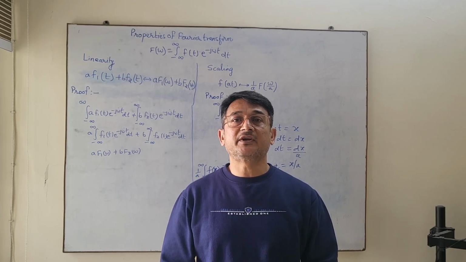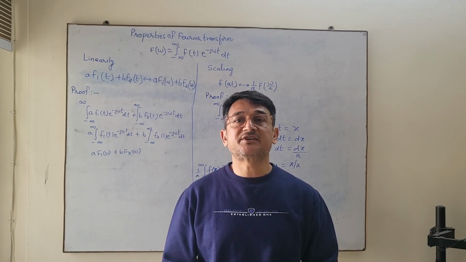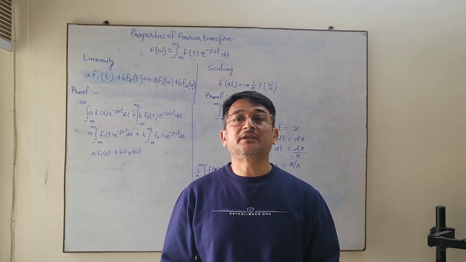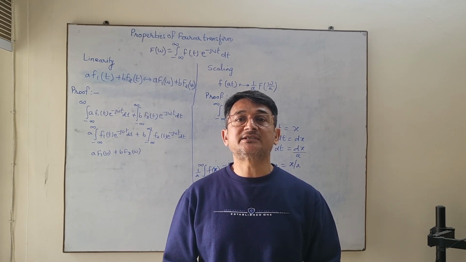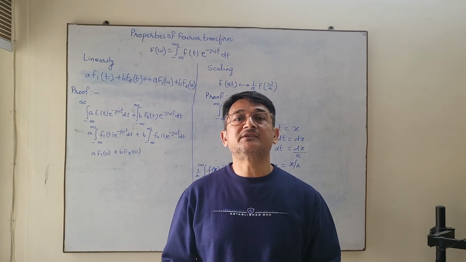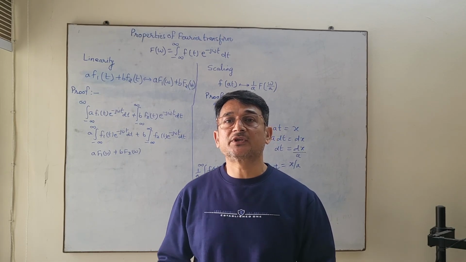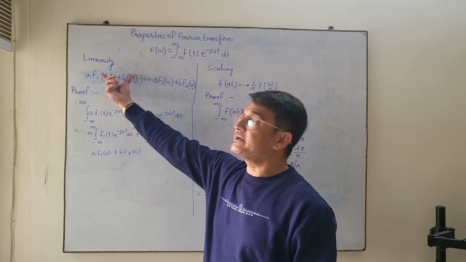In the previous video, we have already seen the statements of the Fourier transform's properties. Today, in this video, we are going to understand the proof of the properties. So, one by one, we will see all the properties and their proofs. The very first property is the linearity property.